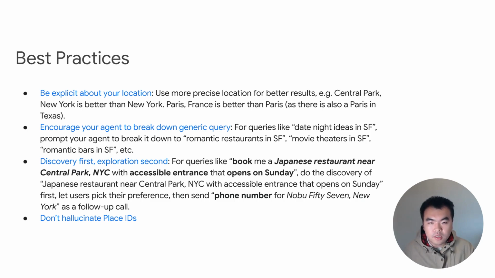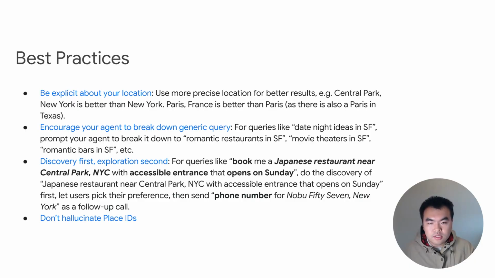Second, encourage your agent to break down generic queries. For queries like "date night ideas in San Francisco," prompt your agent to break it down to "romantic restaurants in San Francisco," "movie theaters in San Francisco," "romantic bars in San Francisco." This allows you to personalize the query rewrite based on the distinct user needs as well.